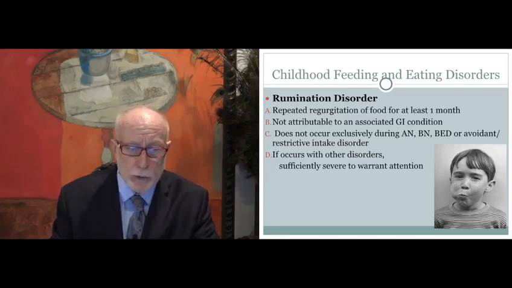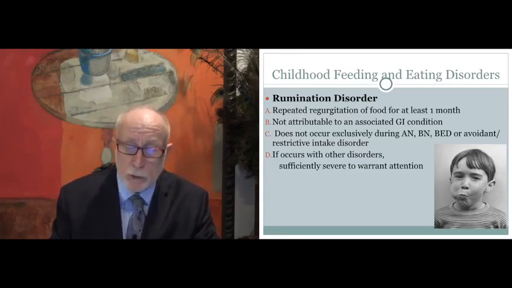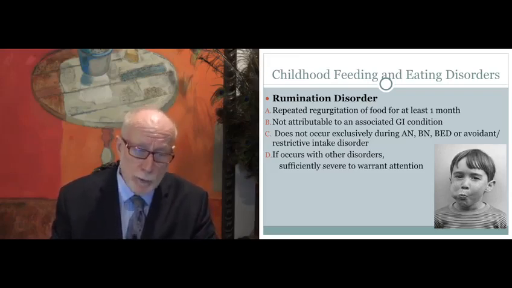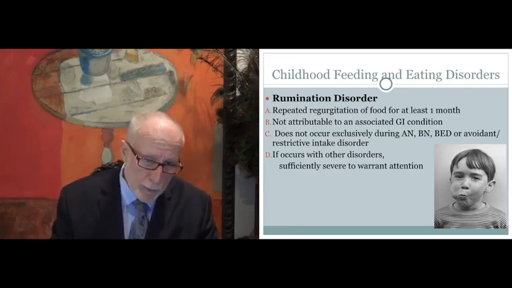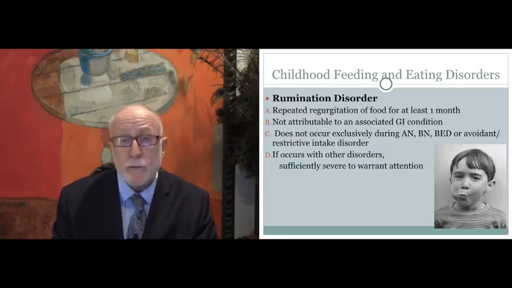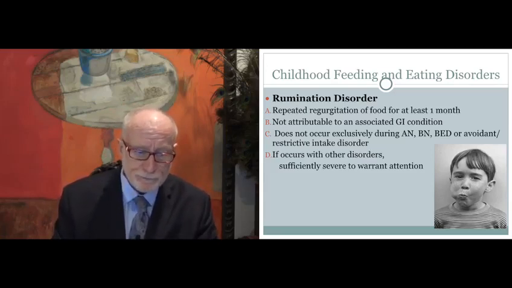If it does occur with other disorders, it would only get diagnosed if it was sufficiently severe to warrant separate attention. You treat the anorexia and the person is still doing the rumination. You treat the bulimia and the person is still chewing, chewing, bringing up and re-swallowing the food. So only if it would persist beyond the successful treatment of another eating disorder, if it happens to co-occur or be comorbid with another eating disorder.